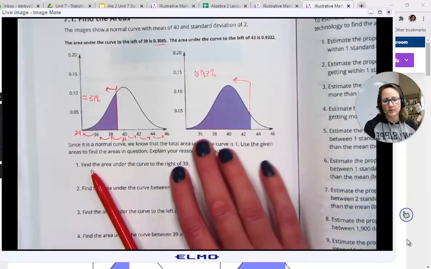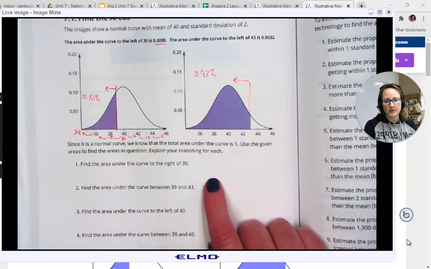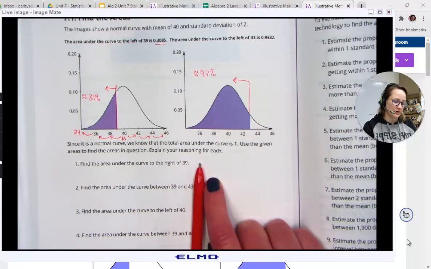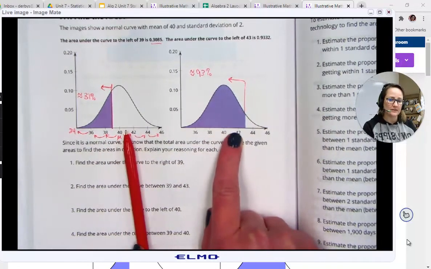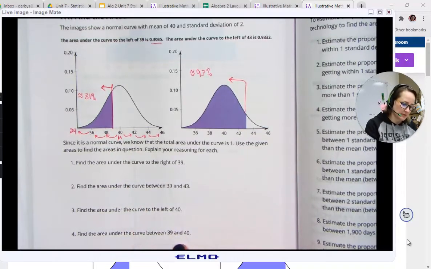So, since it is a normal curve, we know that the total area under the curve is 1. Use the given areas to find the areas in question. Explain your reasoning for each. So just giving us these couple ideas, we can start to calculate some other intervals. So a nice way to start.